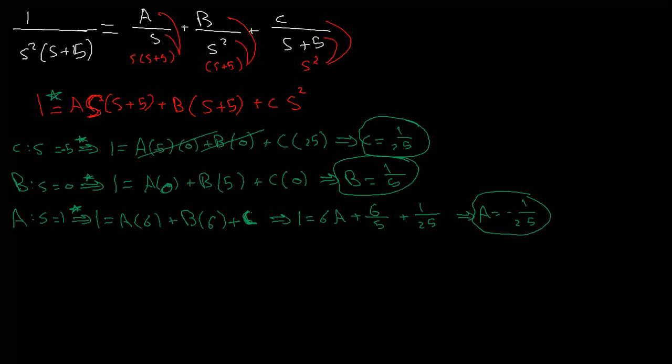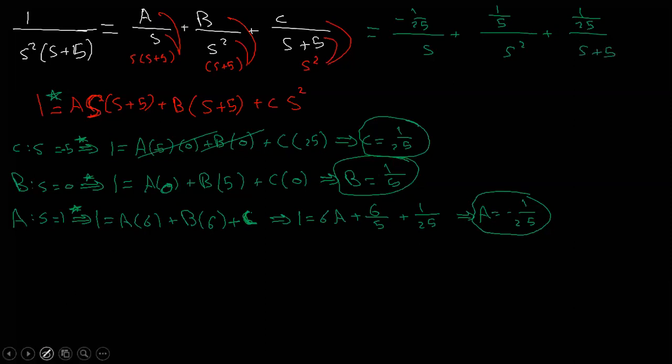I found the constants. So now I have this fraction. Instead of A, I have -1 over 25 over S. Instead of B, I have the value 1 over 5 over S squared. And instead of C, you have 1 over 25 over S plus 5.